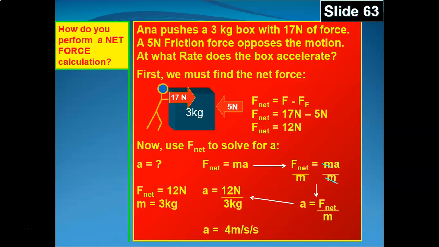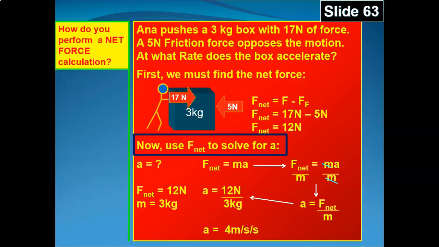Okay, here's another problem. Anna pushes a 3 kilogram box with 17 newtons of force. A 5 newton friction force opposes the motion. At what rate does the box accelerate? So first you must find the net force. That's something we did in the last lesson. So the net force equals the force that Anna's pushing with minus the force that's opposing her, which is the friction of the box sliding along the floor. So 17 minus 5 is 12 newtons. So that's the number you're going to work with. It's as though she were pushing with 12 newtons of force and there was no friction force opposing her. So we work with the number 12 newtons.